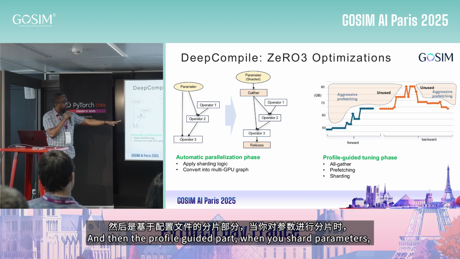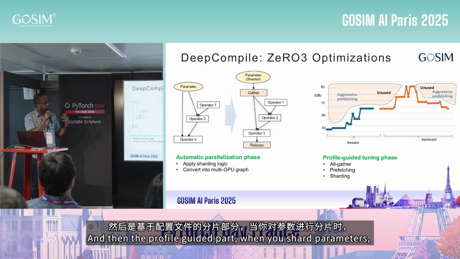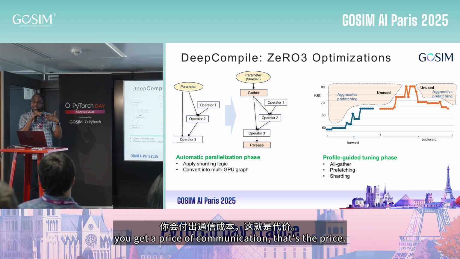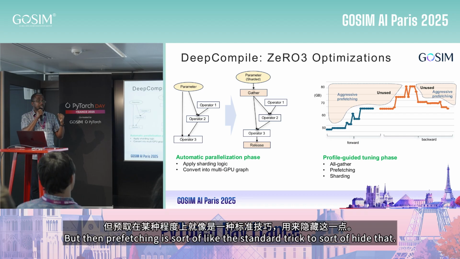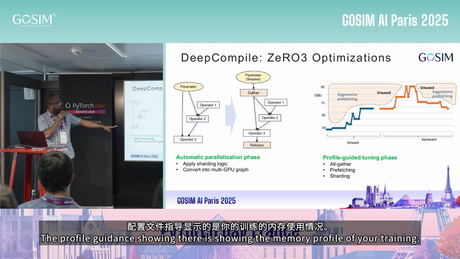And then the profile guided part: when you shard parameters, you pay the price of communication, that's the price. But then prefetching is sort of the standard trick to hide that. But then the problem is how much should you prefetch, when should you prefetch? The profile guided part is showing the memory profile of your training.